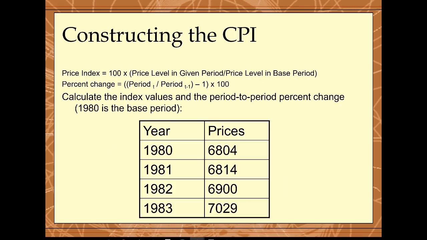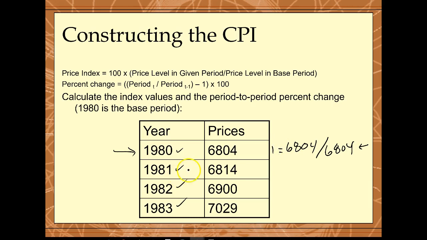So here we have some prices for 4 years: 1980, 81, 82, and 83. First you have to select the base period. It could be a year, a month or a day, but let's select 1980 as the base year. We're going to divide all of the values by the base period. For 1980, it's going to be 6804 divided by 6804. Since 1980 is the base period and is in the denominator, that's obviously going to equal 1.